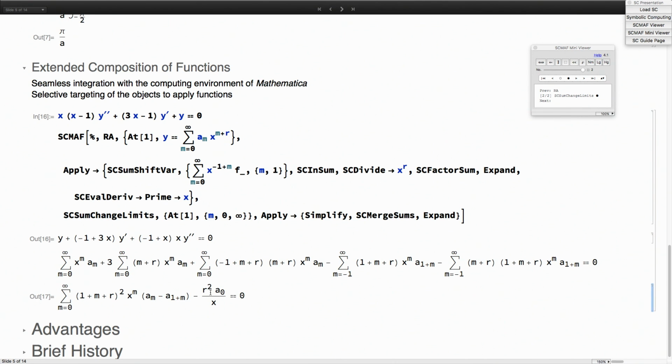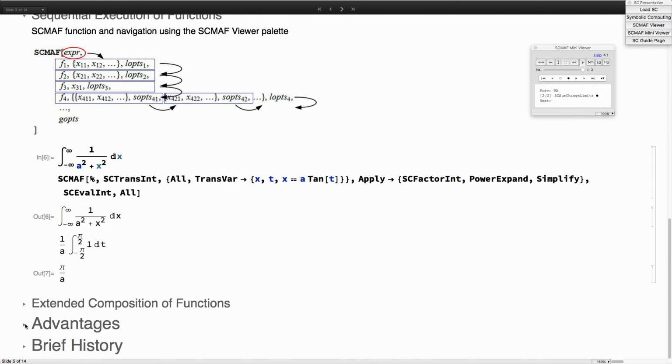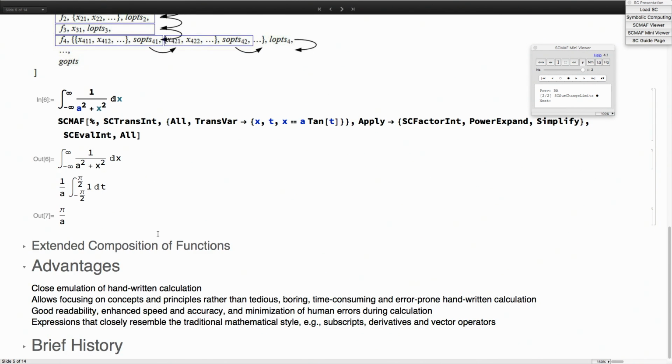And as you can see, this must be 0, and therefore we have a double root for r, 0. And this must be 0, and this is the recurrent relation. If you solve it, then basically the equation is solved in series form. So the advantages are very clear. We have a close emulation of handwritten calculation, etc., and we have good readability.